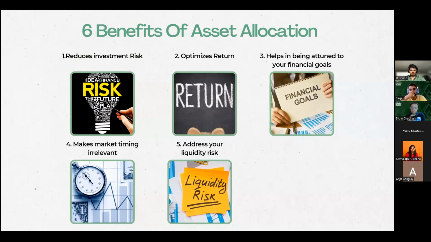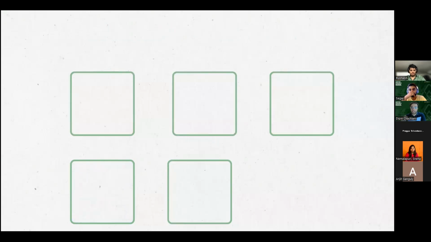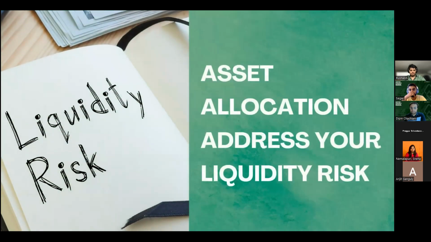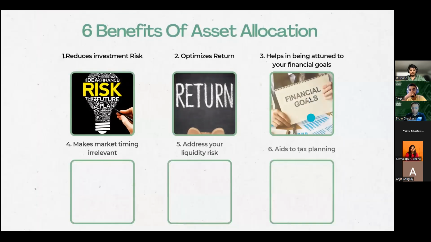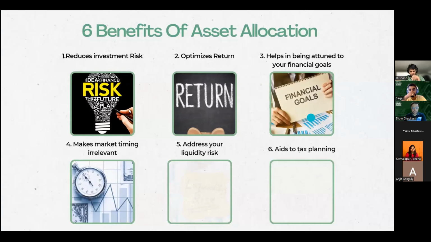So by that, you invest in other instruments, liquid instruments, and you address your liquidity risk as well. So proper asset allocation helps you in that. And then last point, it helps you in your tax planning as well.